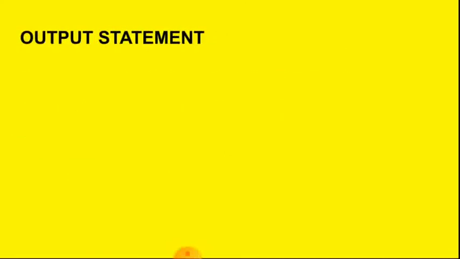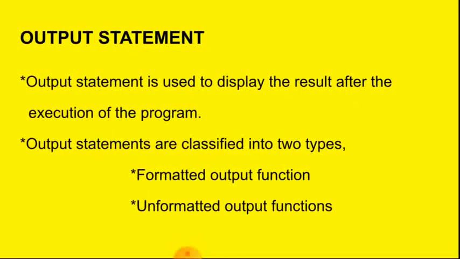Output statement. The output statement is used to display the result after the execution of the program. Output statements are classified into two types: formatted output function and unformatted output function.